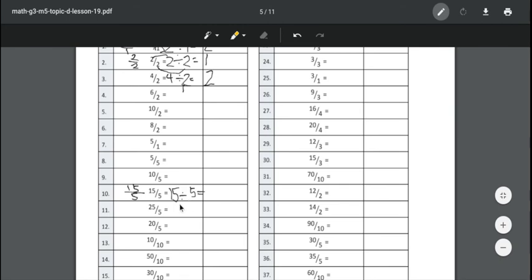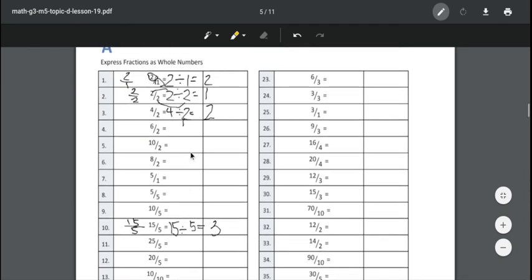All right, so we have 15 pieces of candy, and there are 5 people. Okay, so we're going to skip count by 5 until we get to 15. And however many hops that is, how many it is, is the answer, the quotient. So 5, 10, 15. That took me 3 hops. So 15 divided by 5 is 3.